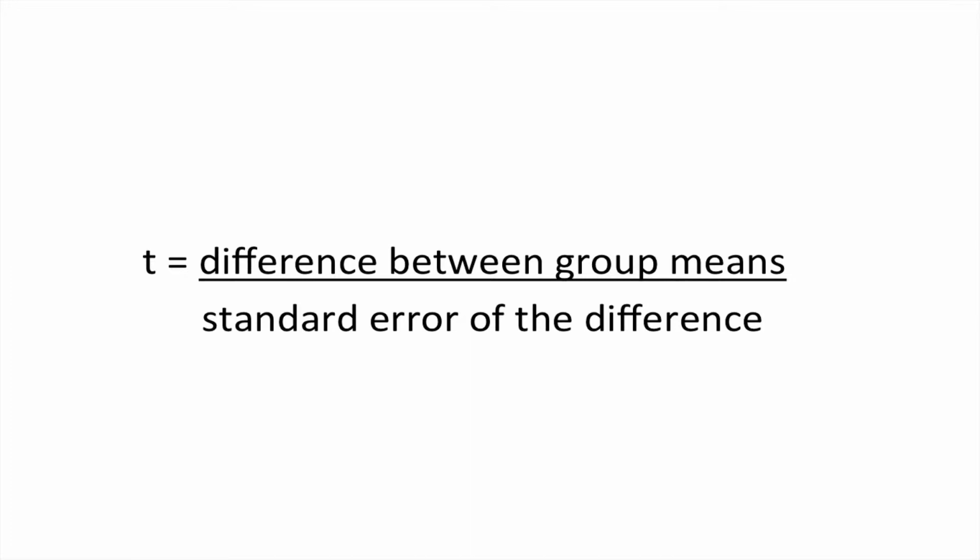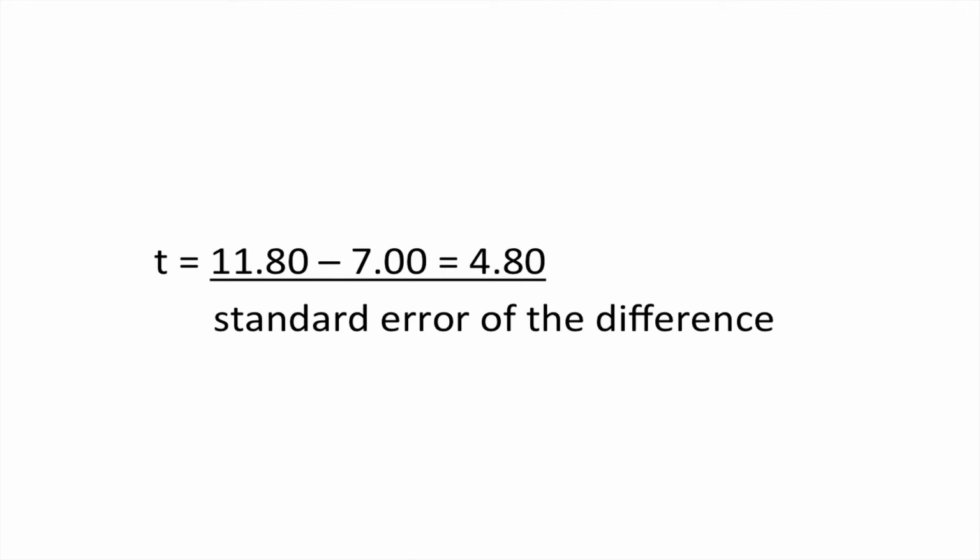Now I'm just going to do the first group here. The difference in means between our waiting list group and our computerized CBT group was 4.8. So we've already done the top of our equation, but what do we divide it by? What's the standard error of the difference?